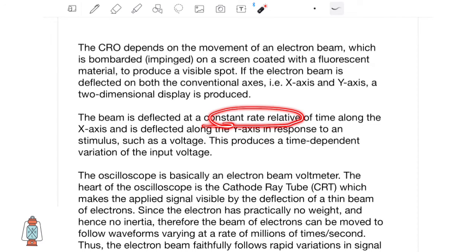Constant rate, the beam is deflected at a constant rate relative to time along the x-axis and is deflected along the y-axis in response to a stimulus such as कोई भी stimulus हो, voltage हो, current हो, some kind of energy you have to give to move the electron beam. So this produces a time dependent variation of input voltage. So emphasize this point.